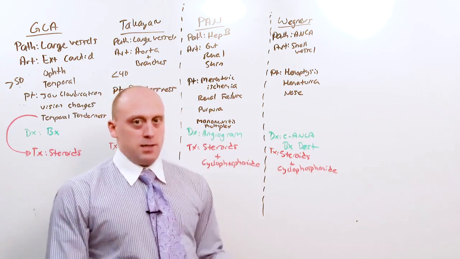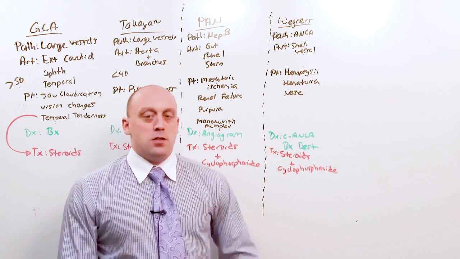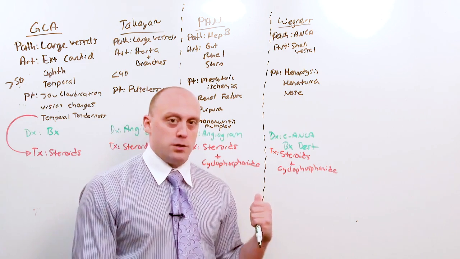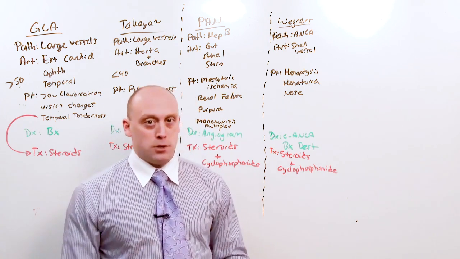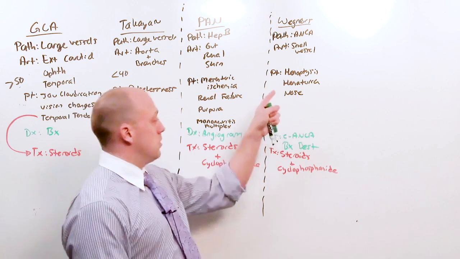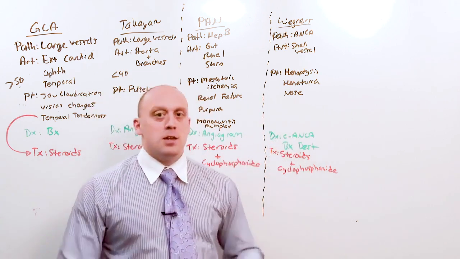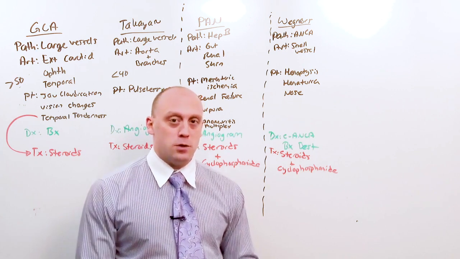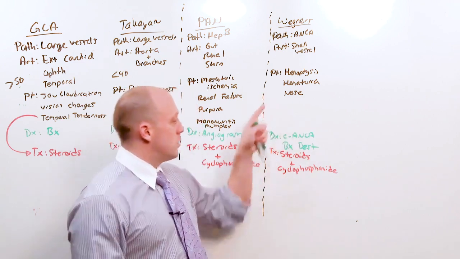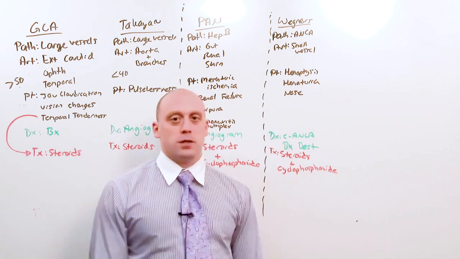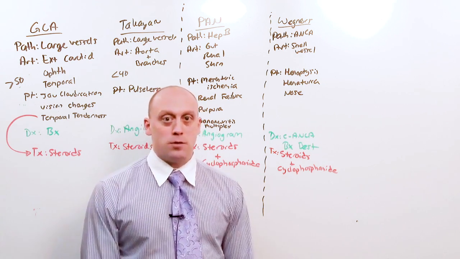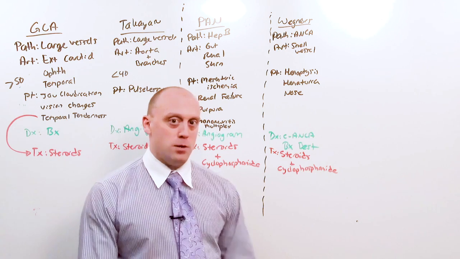In the ANCA bucket are two other diseases. The eosinophilic version of granulomatosis with polyangiitis and microscopic polyangiitis. MPA, microscopic polyangiitis, is this with P-ANCA. Eosinophilic granulomatosis with polyangiitis is this with P-ANCA and eosinophilia. Eosinophilia shouldn't be that hard to figure out. What I want you to commit to memory is Wegener's.